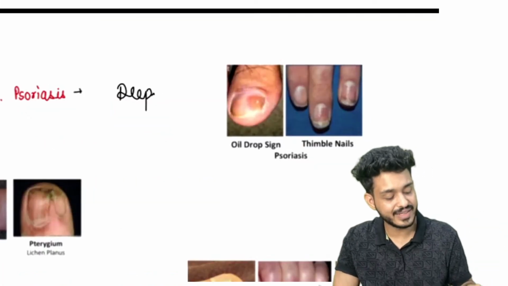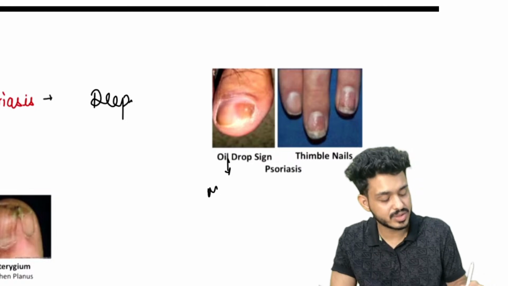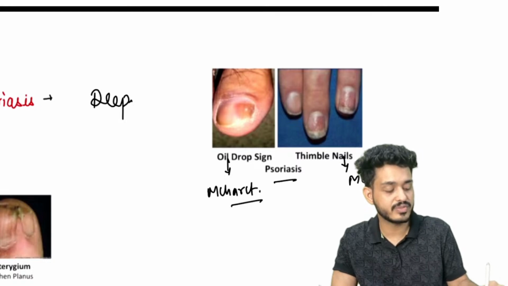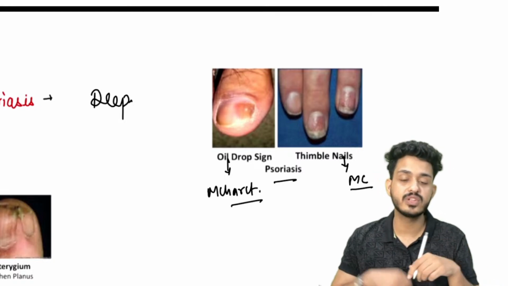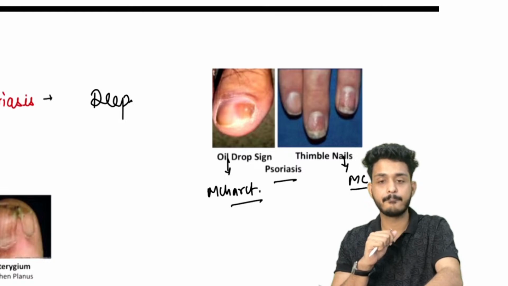This is known as oil drop sign. Oil drop sign is the most characteristic feature of which disease? That is your psoriasis. Thimble nails are the most common feature of which disease? Thimble nails are the most common feature of psoriasis.